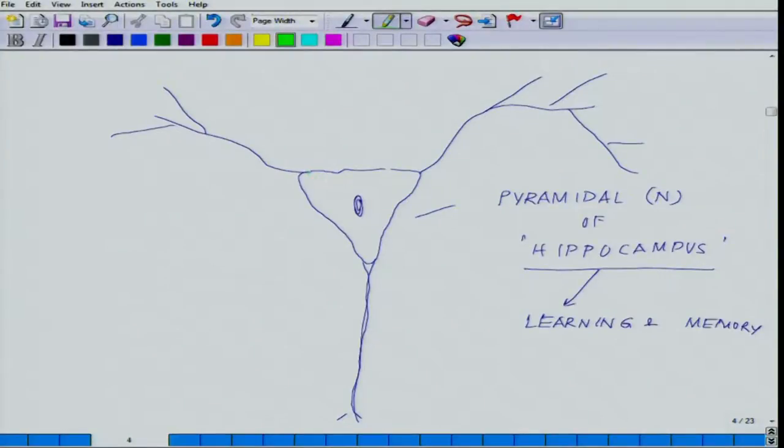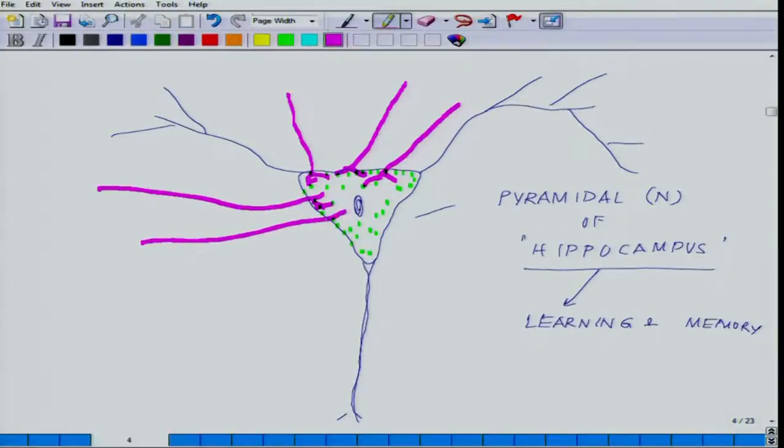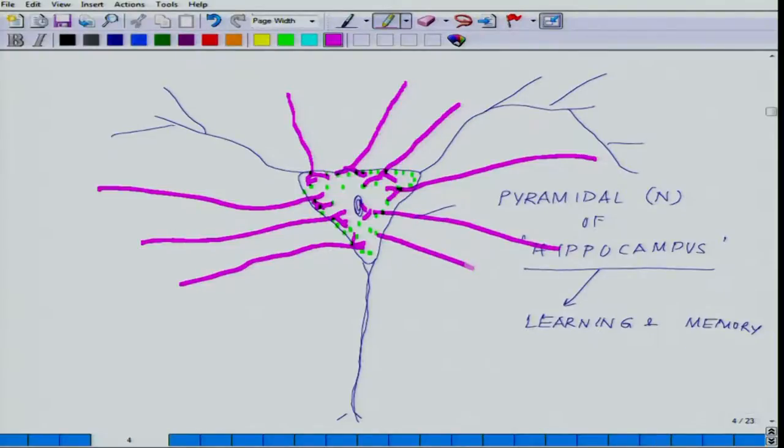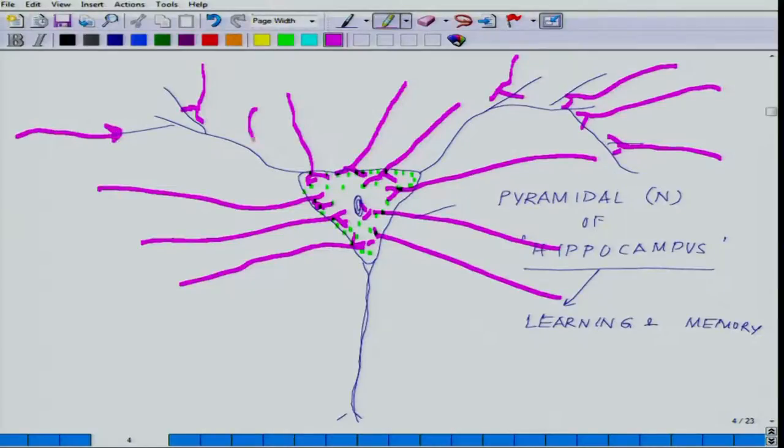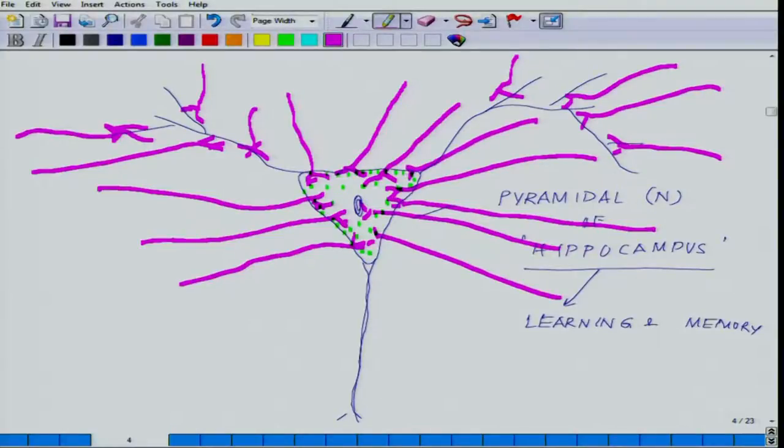So, imagine these are the connections, from different other sources, the axons are forming synapses. Forming synapses on it. This pink one are the other neurons which are making connection on the body of it, from different other sources. So this is an imaginary drawing I wanted to show you.